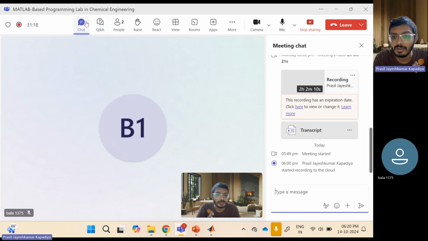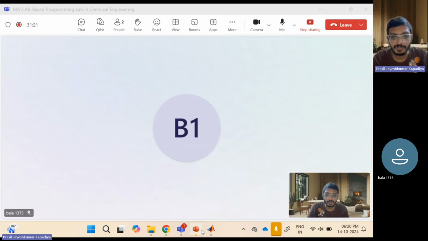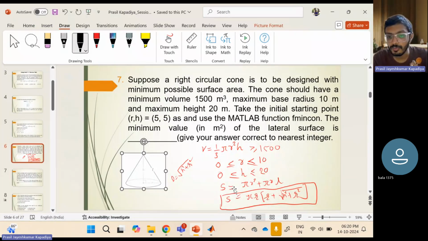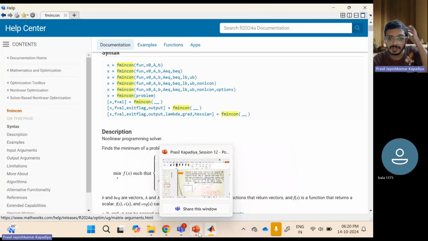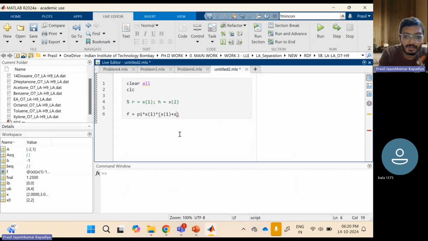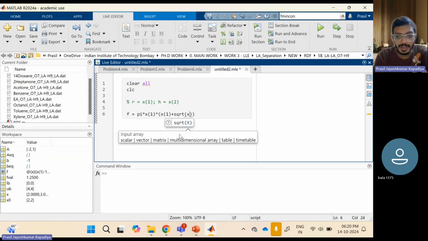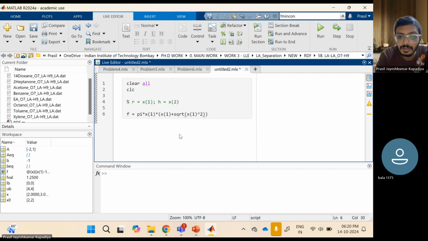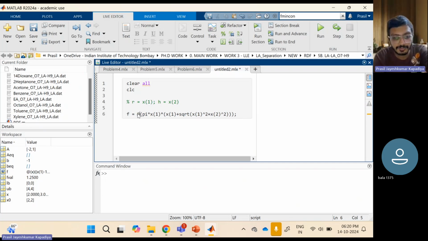Let me just check it. Okay, it's nothing. I don't know why it's showing 1. So, pi into r into the square root of h square plus r square, which is in terms of x of 1 square plus x of 2 square. Yeah, so this is the function that I want to minimize. So I will have to write it down as this, at the rate x. Correct?